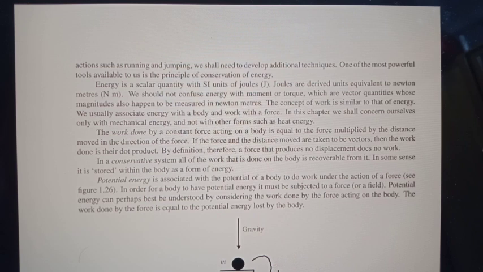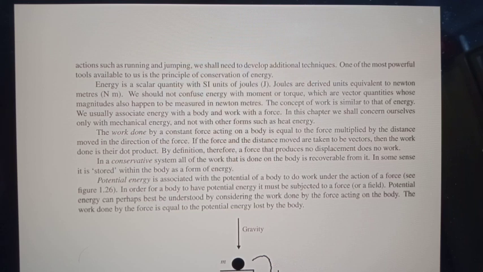The work done by a constant force acting on a body is equal to force multiplied by distance moved in the direction of the force. If the force and the distance moved are taken to be vectors, then the work done is their dot product. By definition, therefore, a force that produces no displacement does no work.